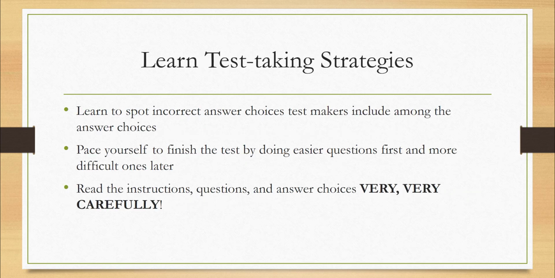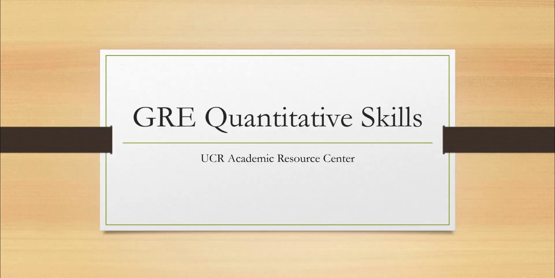There are strategies that you can learn to help you avoid bad answer choices, and nothing beats good old practice. Remember, most errors on the quantitative reasoning sections are due to not reading the instructions, questions, and answer choices correctly. And lower scores are often associated with test takers who aren't able to finish the test. You can score higher on the GRE.